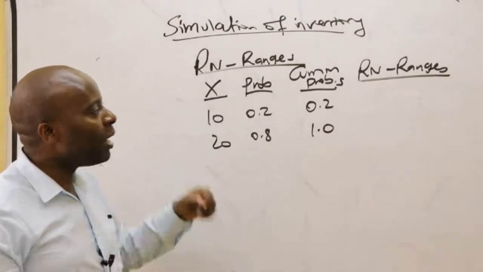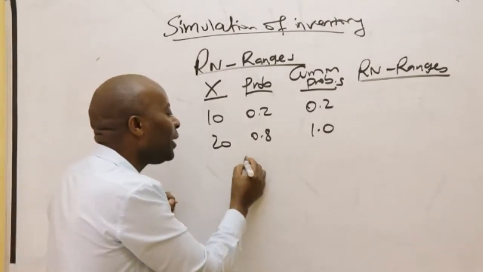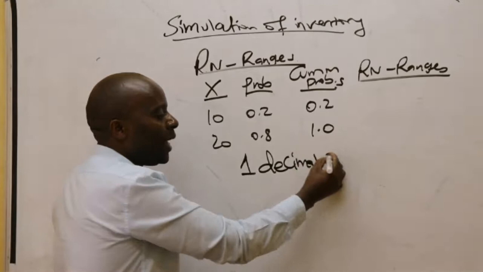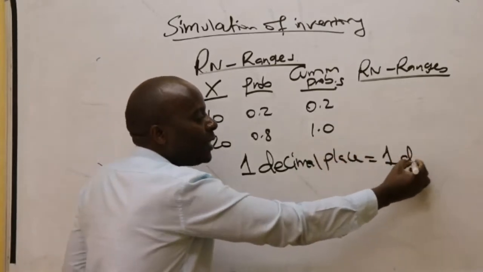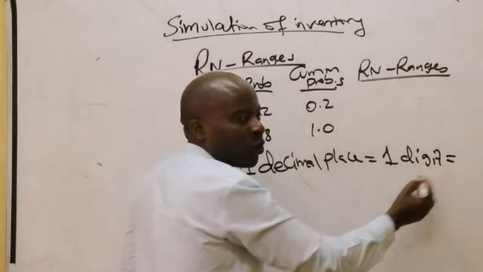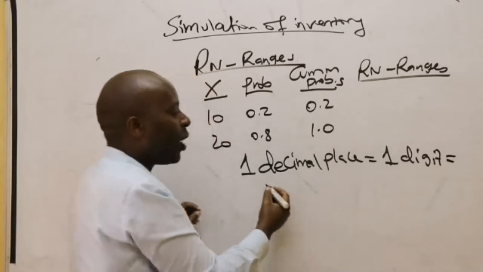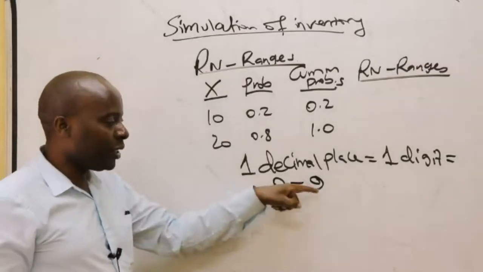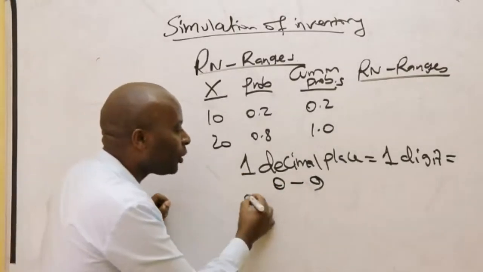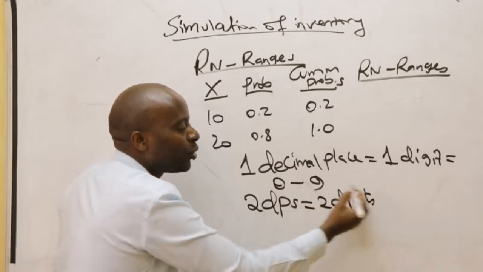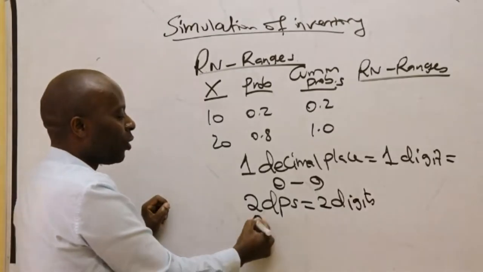Remember, my random numbers normally depend on the decimal places. So if you have got one decimal place, you are going to have one digit, which will run from 0 to 9. So single digits. If you have got two decimal places, you shall be having two digits. So these two digits, how do they look like? We have 00 to 99.